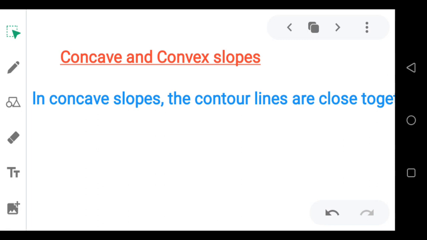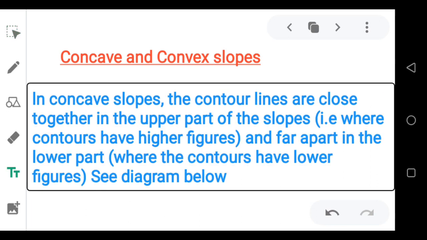Now, that's what we call concave and convex slopes. You need to know the difference between concave and convex slopes. In concave slopes, the contour lines are close together in the upper part of the slopes, that is, where contours have higher figures. And they are far apart in the lower part, where the contours have lower figures.